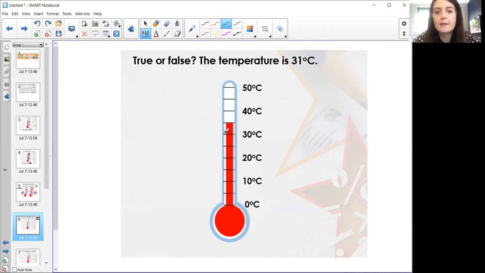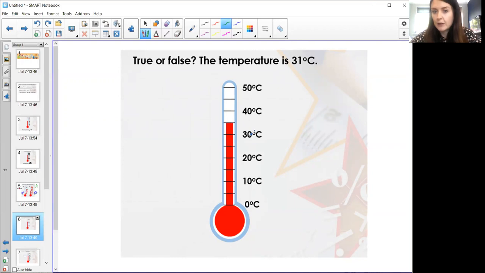So I'm looking at this and I'm thinking it's close to 30, so maybe it could be 31. Let's work out what each thing's going up in. If it was going up in ones each time, I'd have 0, 1, 10, 11, 20, 21, 30. Does that make sense? Because it's got the same amount of gap between it, so it needs to have an equal set of numbers between each line, so it doesn't make sense. Those numbers don't follow on in a pattern.